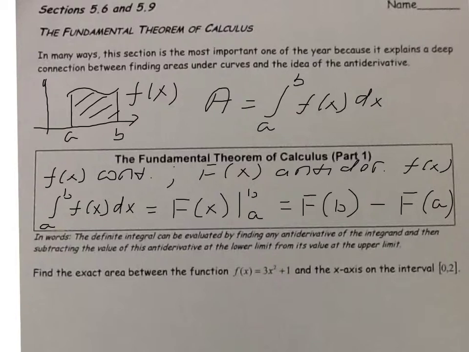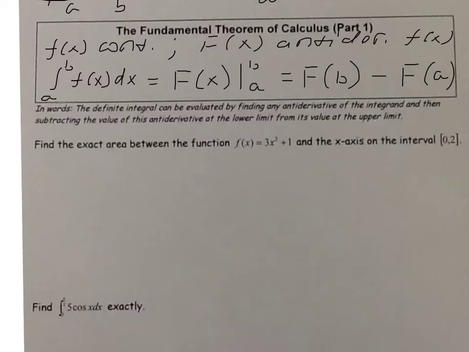Please realize that we didn't add plus c when we found the antiderivative, and I will show you on the first example why it's not needed. So we're ready to look at the first example. We're looking for the area between the function 3x squared plus 1 and the x-axis on the interval from 0 to 2. And every time when we're talking about the area, I'm going to sketch the graph.